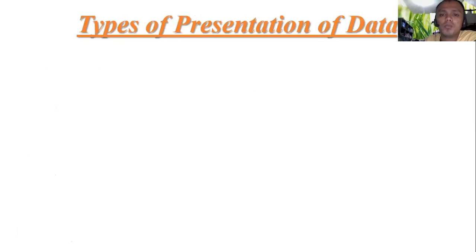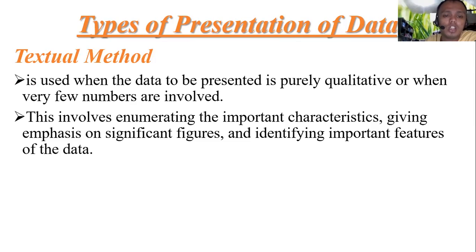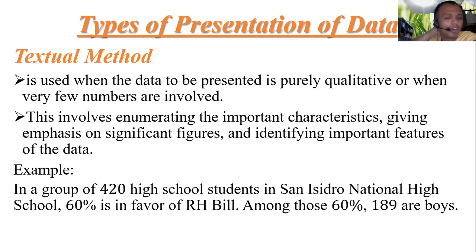Then we have types of presentation of data. Una yung tinatawag na textual method. It is used when the data to be presented is purely qualitative or when very few numbers are involved. This involves enumerating the important characteristics, giving emphasis on significant figures, and then identifying important features of the data. Example here, no? In a group of 420 high school students in San Isidro National High School, 60% is in favor of arch bill. Among those 60%, 189 are boys, no?